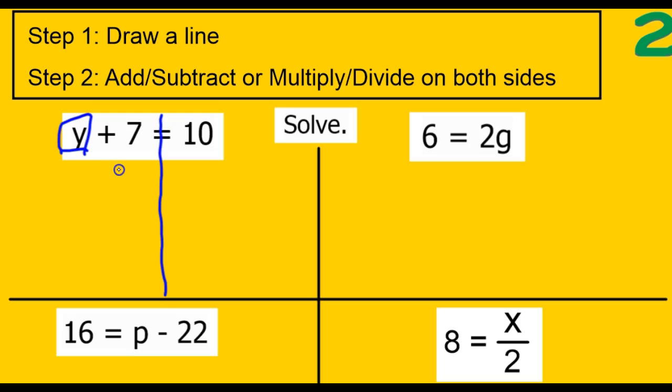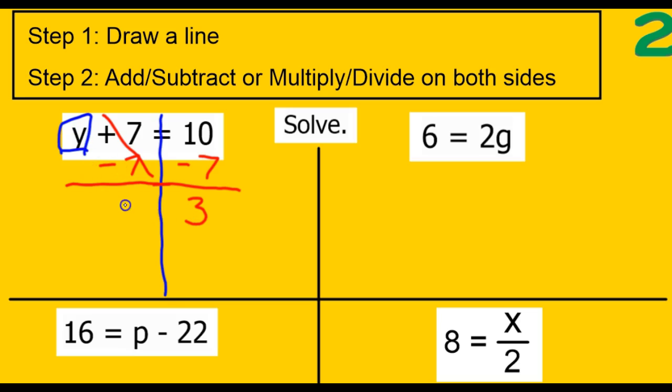Now what I'm going to try to do is undo that plus 7. If I'm undoing something, I need to do the opposite of what it says. So if this says plus 7, I'm going to undo it by doing minus 7. If I get 7 minus 7, that gives me 0. These cancel out. Now, remember our balance line, what we do on one side, we have to do to the other. So I'm going to also subtract 7 from this side. Now I have 10 minus 7, which gives me 3.